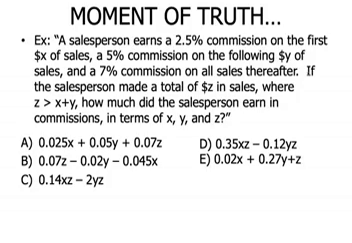All right, here goes. A salesperson earns a 2.5% commission on the first X dollars of sales, a 5% commission on the following Y dollars of sales, and a 7% commission on all sales thereafter. If the salesperson made a total of Z dollars in sales, where Z is greater than X plus Y, how much did the salesperson earn in commissions in terms of X, Y, and Z?